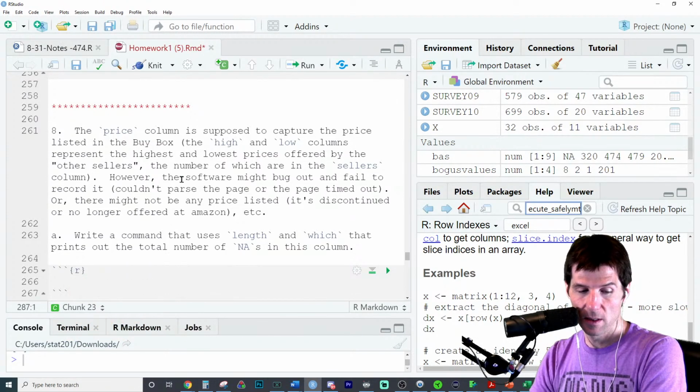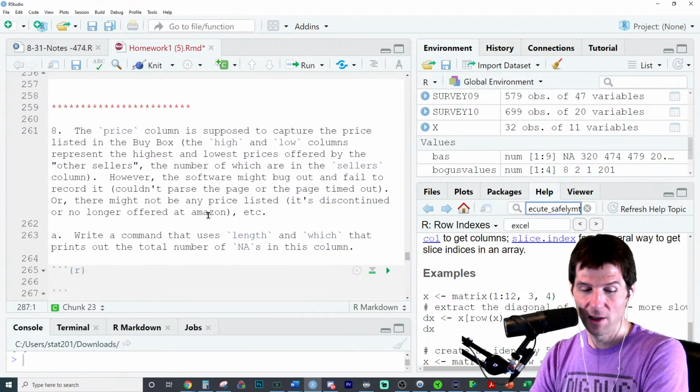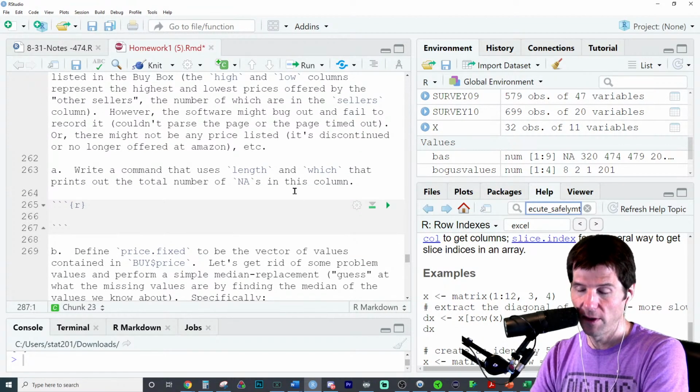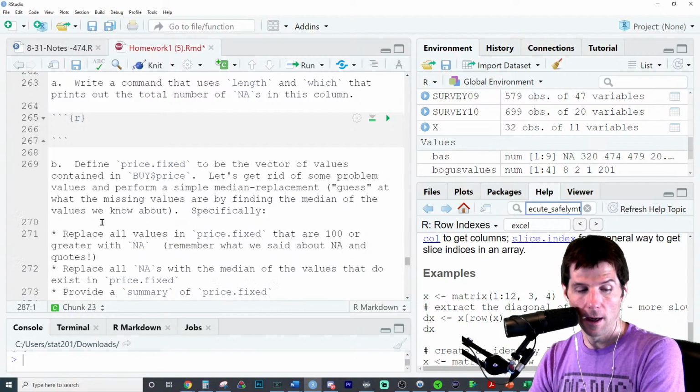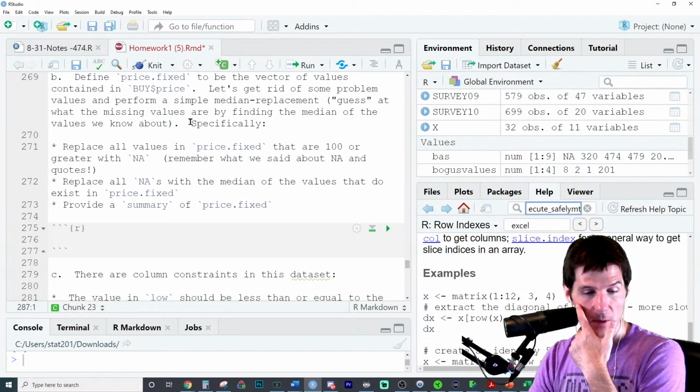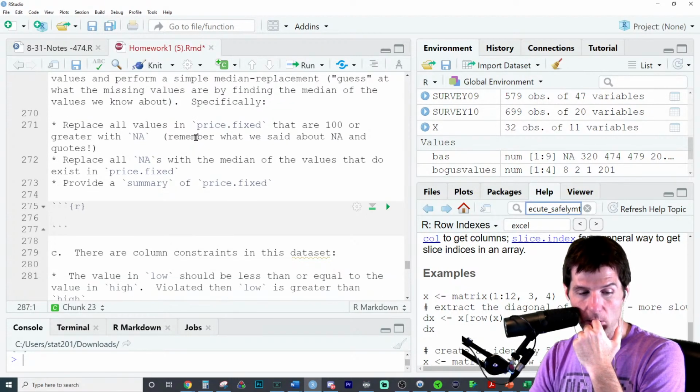Represents the highest and lowest prices, number of sellers. However, the software might bug out and fail to record it. Couldn't parse the page. All this good stuff right here. Write a command that uses the length and the width to print out the total number of NAs. I think we're good right there. Define the price fixed to be the vector of values contained in buy box. Let's get rid of some of the problem values.